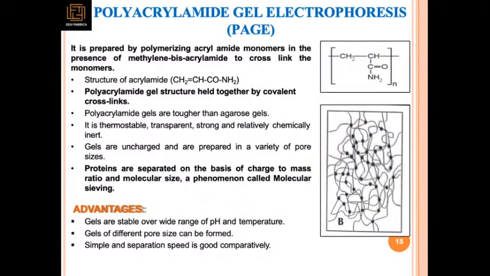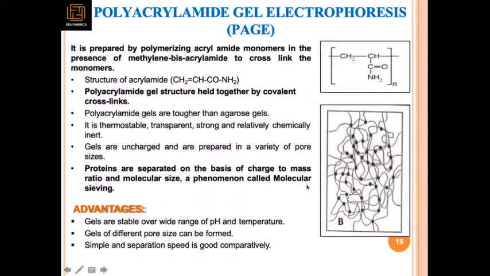Further, SDS-PAGE, which we know we use for protein Western blotting. Just something about PAGE here, polyacrylamide gel electrophoresis. It is prepared by polymerizing acrylamide monomers in the presence of methylene-bis-acrylamide to cross-link the monomers. The structure of acrylamide is CH2=CH-CONH2. So there are n number of the same molecule within this polyacrylamide gel, and they are held together by covalent cross-links.